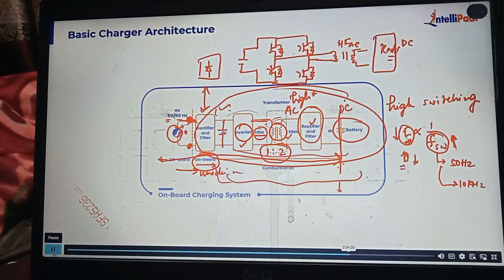Sir, one question there, sir. In the primary side, suppose 10 kilohertz is there, but on the secondary side, how much frequency will be the output? Which side? Output at the DC side you are talking about?